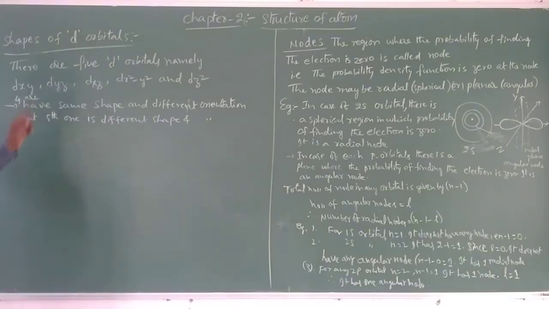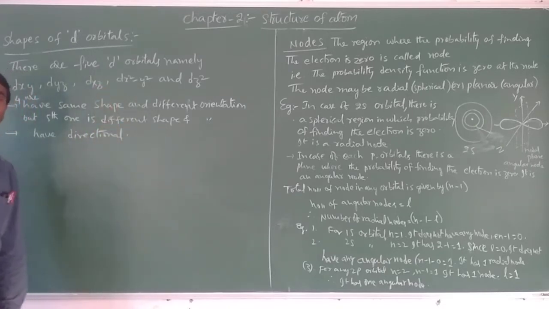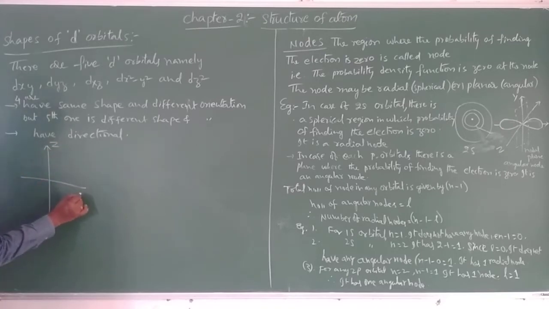All these d orbitals are directional. Now here we draw the shapes of the orbitals. This is the z axis, this is the x axis, and this is the y axis.